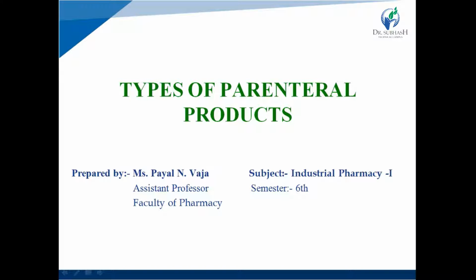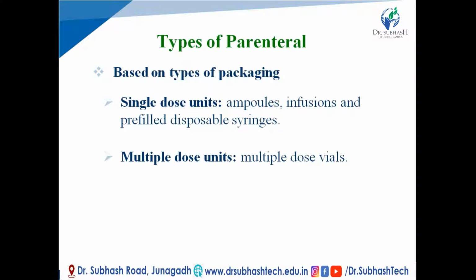In this video, I am going to discuss types of parenteral products. First type is based on types of packaging. Two types are available. First one is single dose unit, next one is multiple dose unit. Single dose unit have various examples like ampoules, infusions, and pre-filled disposable syringe. And multiple dose unit example is multiple dose vials.